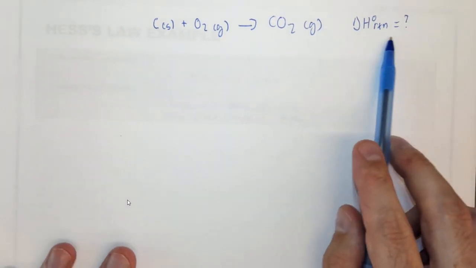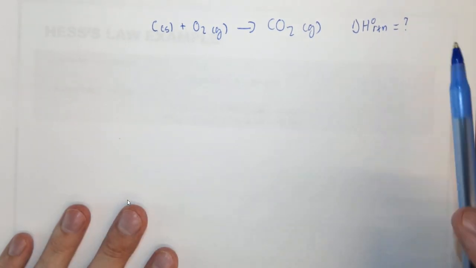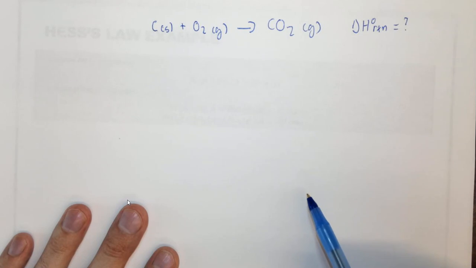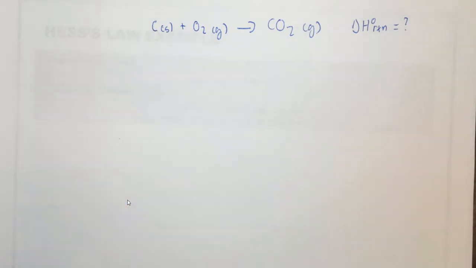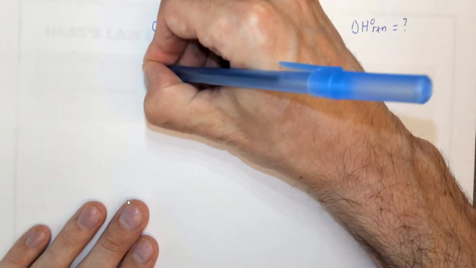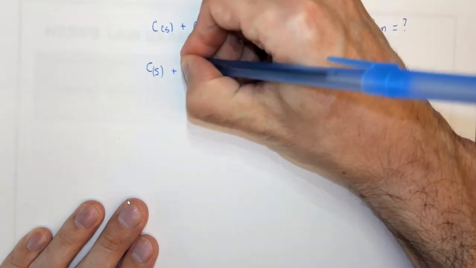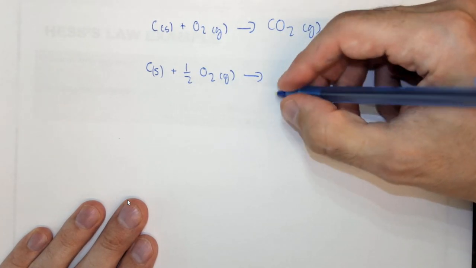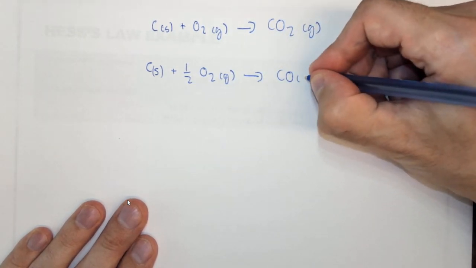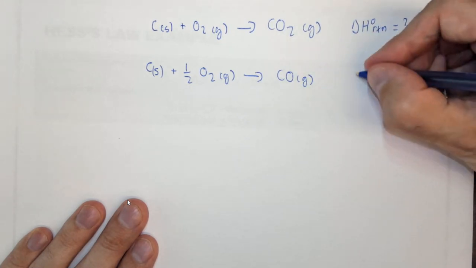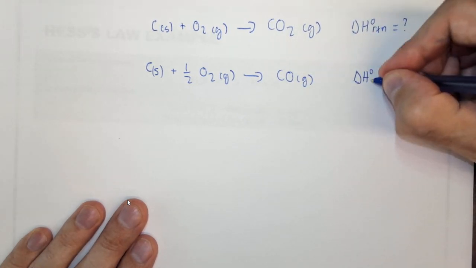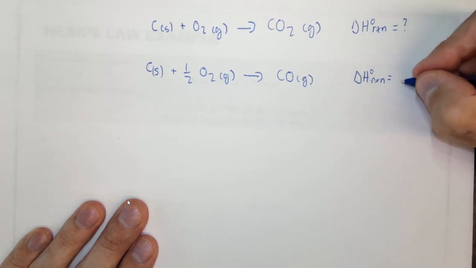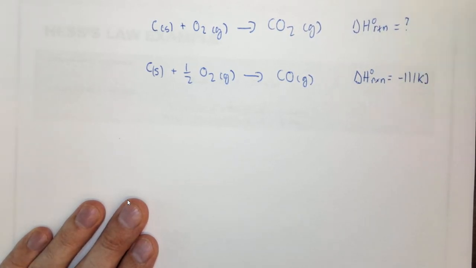Of course, we do know what it is because it's on the previous slide, but this is just an example. We do know the enthalpy of the reaction of the two previous steps. And the steps are, step 1, C solid plus half of an O2 gas yields CO gas. And we know the enthalpy of this reaction equals minus 111 kilojoules. And we'll call this reaction 1.